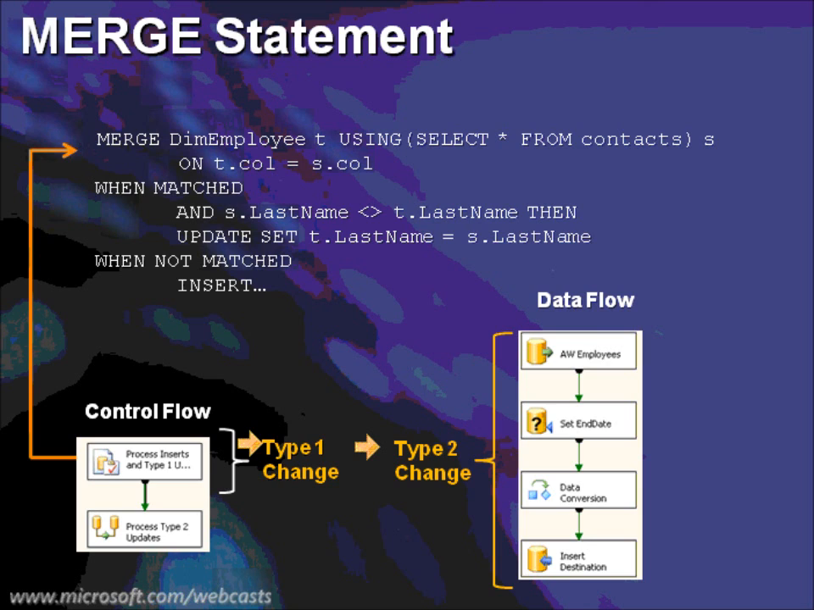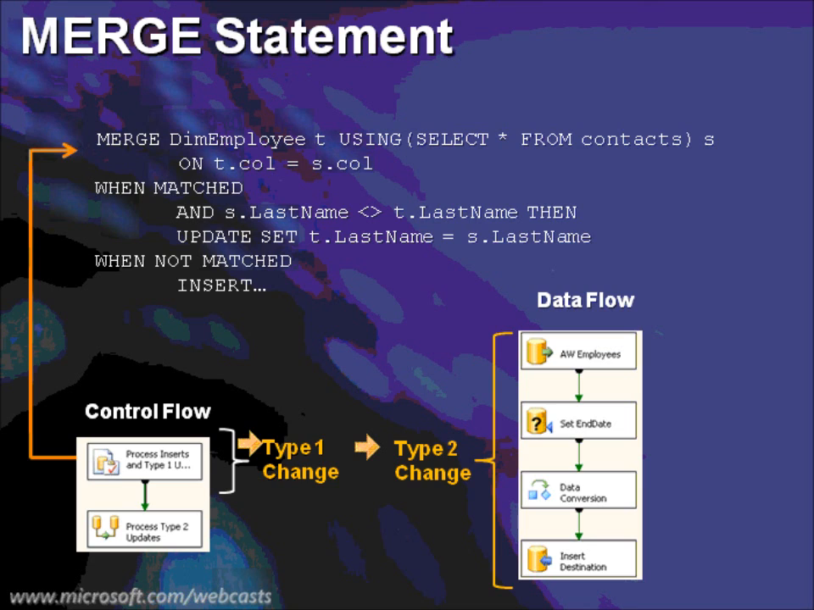We also have type 2. Type 2 changes are better handled within a data flow task because the current dimension record must be deactivated by setting the end date and the current column values, and a new record must be inserted.